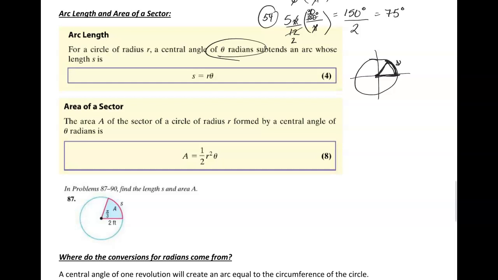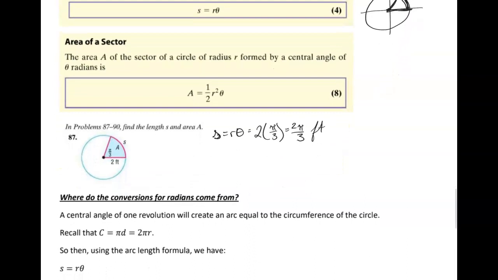So let's look at an example. Number 87, they're asking us to find the arc length. In other words, how long is this segment here? It's not a line, it's an arc. So it's a little bit different to measure than something that we've measured before. So we're going to use our formula, s equals r theta. Our r is our radius, which is 2. Theta is pi over 3. So we're going to get 2 pi over 3, and that's going to be in terms of feet.